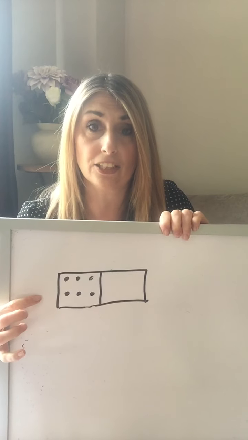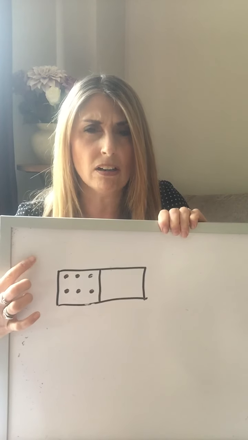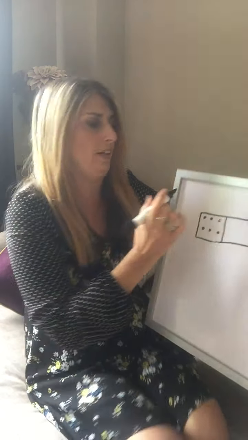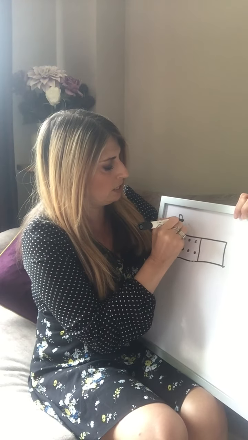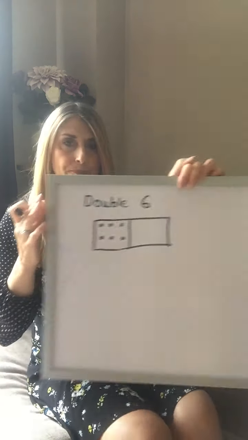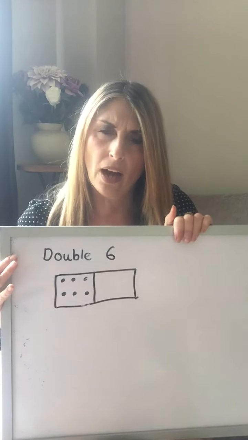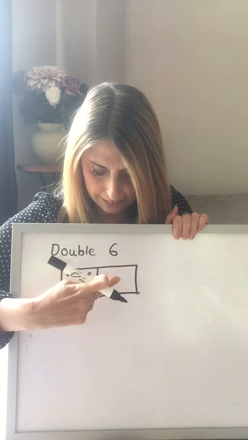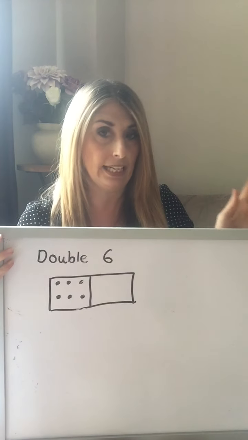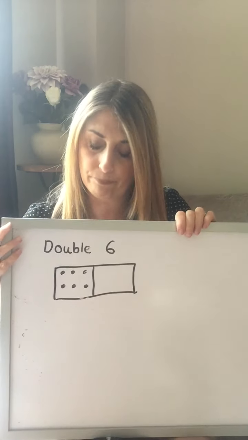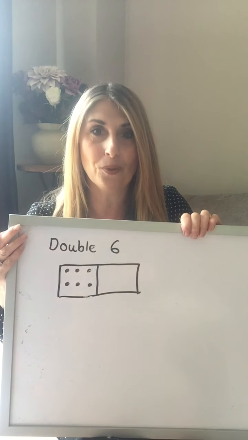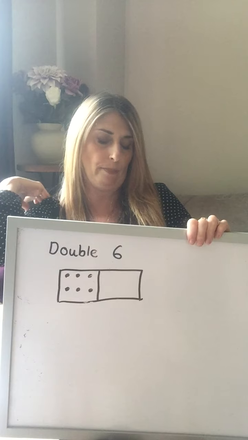If you said 6, you were right. So we are going to do double 6. So let me write that there. So I'm going to write double 6. So how many do you think we need to draw on this side? Remember what we did with the ladybirds? It's exactly the same. If you said 6, you were right. Well done. Give yourselves a pat on the back.